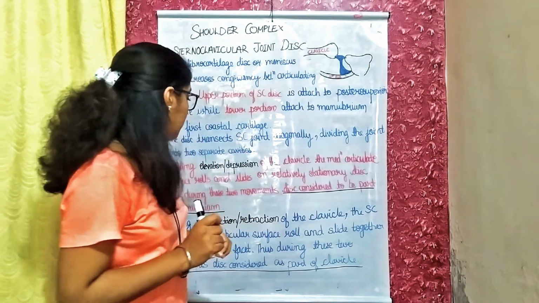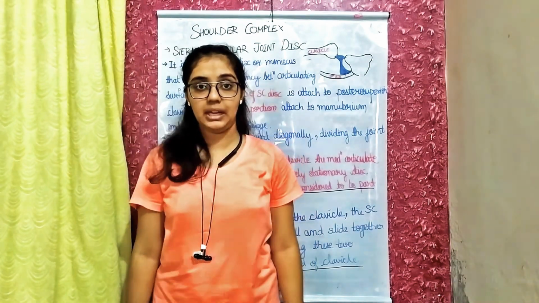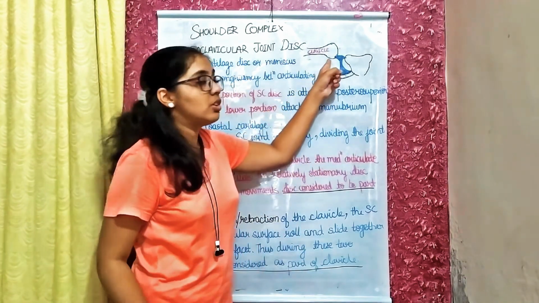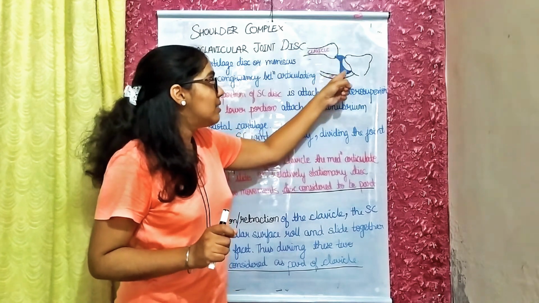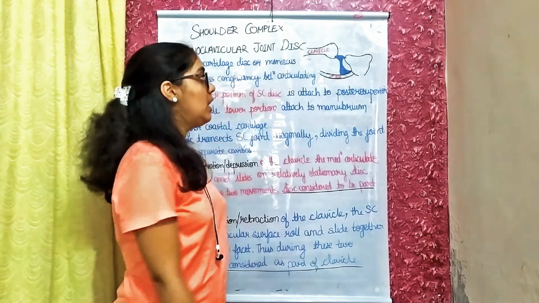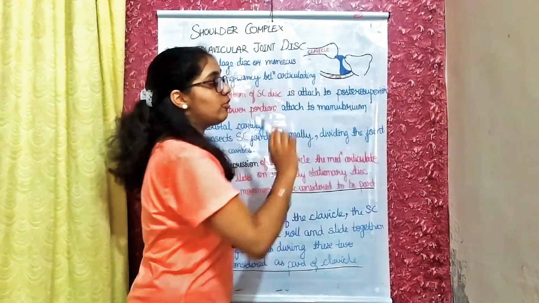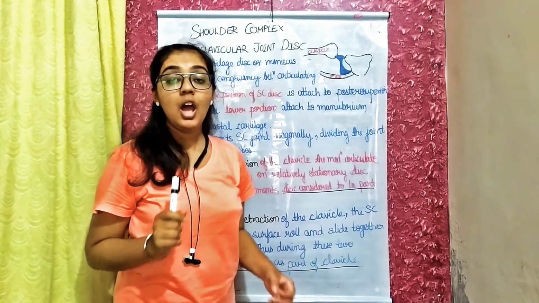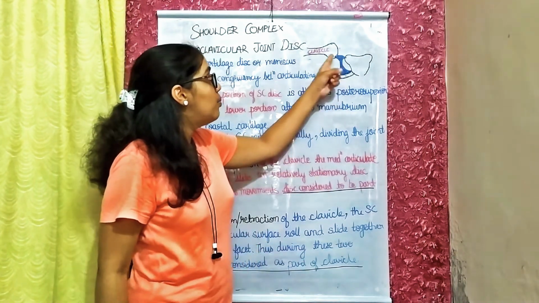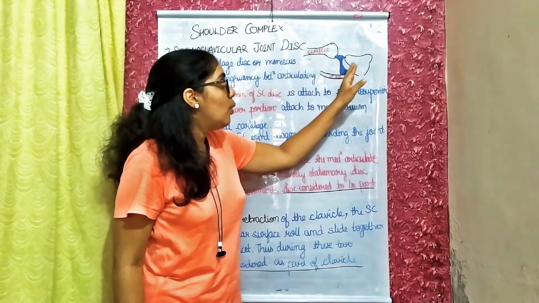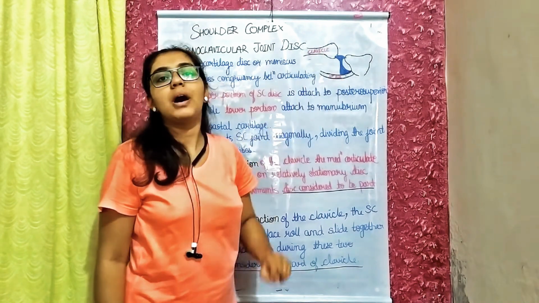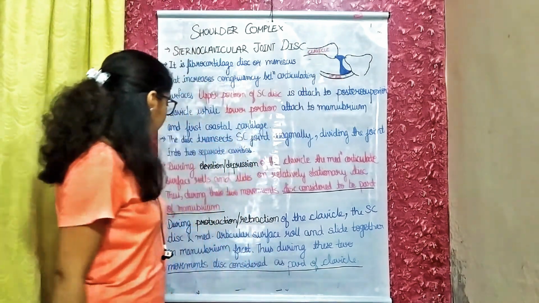So, first of all, we will understand elevation and depression. During elevation and depression, only the medial portion of the clavicle moves, but the disc remains stationary. So, during elevation and depression, the disc is considered to be part of the manubrium sterni. While in protraction and retraction, the disc moves with the clavicle. So, in protraction and retraction, the disc is considered to be part of the clavicle.